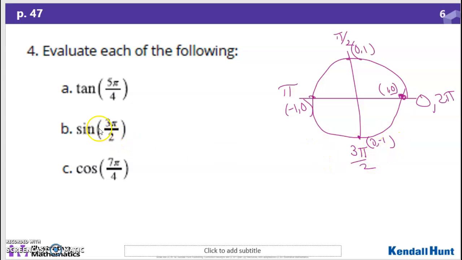So these two we'll come back to. Let's look at B for a second. 3 pi over 2. 3 pi over 2 is straight down here. They want sine. That means they want the y. So immediately I would put negative 1.